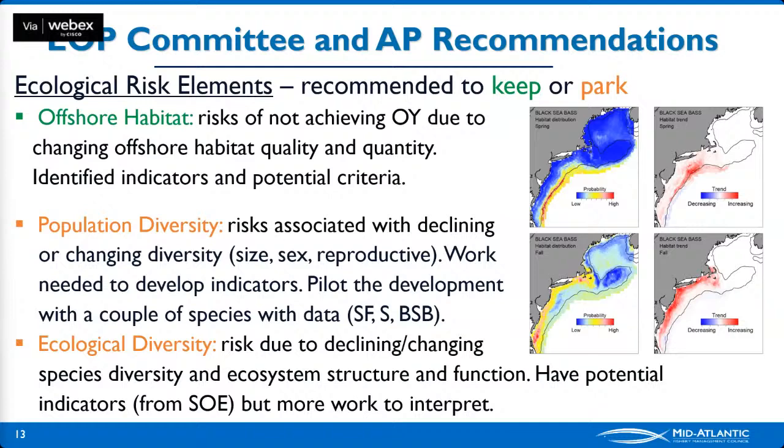So this is looking not at necessarily the species level like population diversity is, but this is sort of across the ecosystem and how much change might be occurring at ecosystem structure and function. We already do have a number of potential indicators from our state of the ecosystem. We have diversity indicators for zooplankton larvae and adults, but the committee and AP weren't really sure how to interpret that information or how we would utilize it, so they thought more work was needed on that particular risk element. So those are proposing that we develop those and maybe include them in the future.